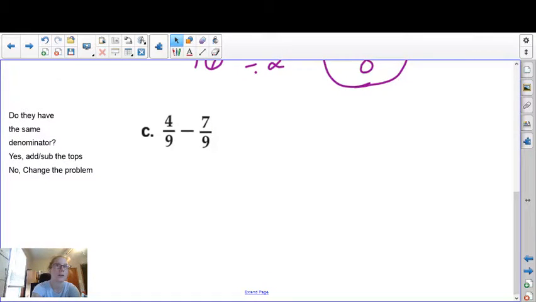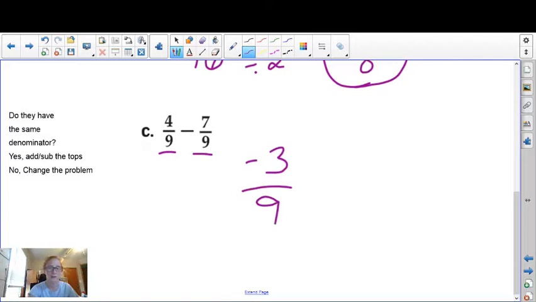Don't worry, it's coming back. I notice that I have the same denominator. So I go ahead and subtract in this case. So I have 4 minus 7, so negative 3 over 9. And yes, I reduce, so I'm going to divide both by 3. So negative 1 over 3.